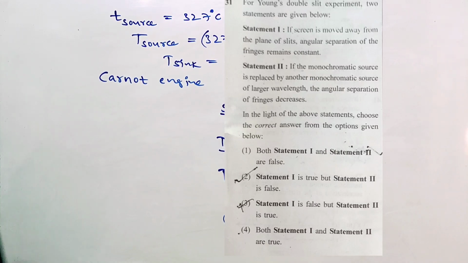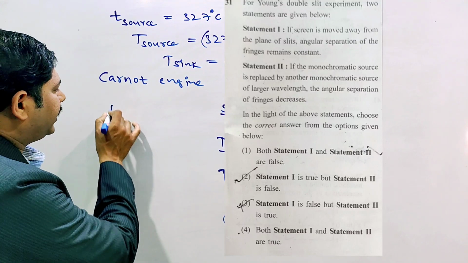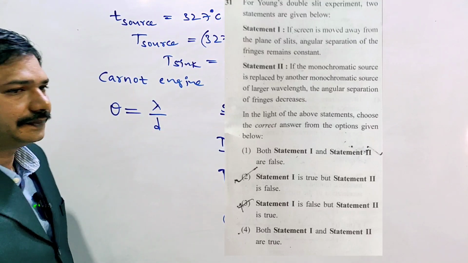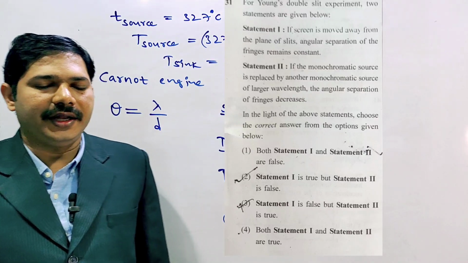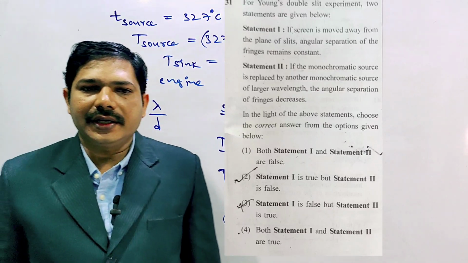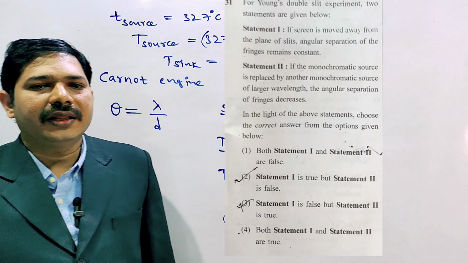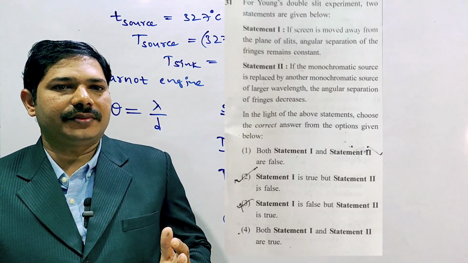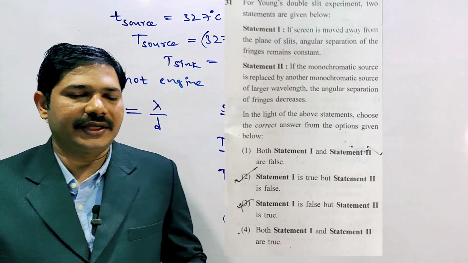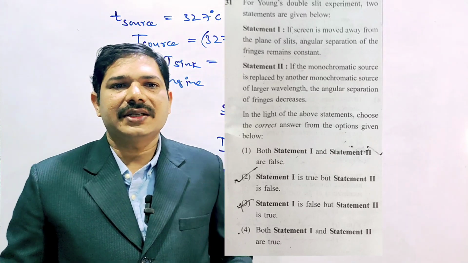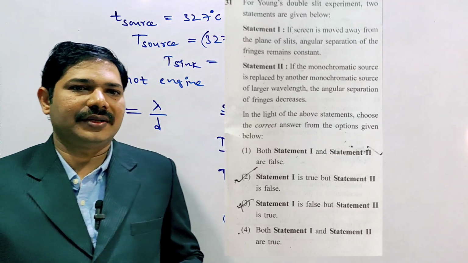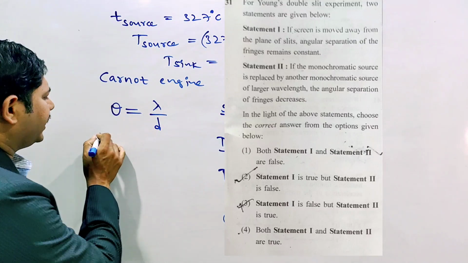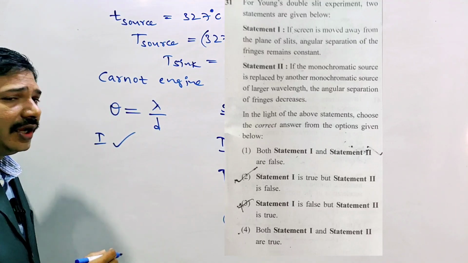In Young's double slit experiment, we know that theta equals lambda by d. Here the first statement says the angular displacement remains constant if the screen distance is changed. So it is correct, because it does not depend on the screen distance. So the first statement is correct.